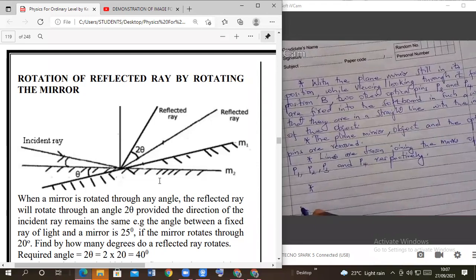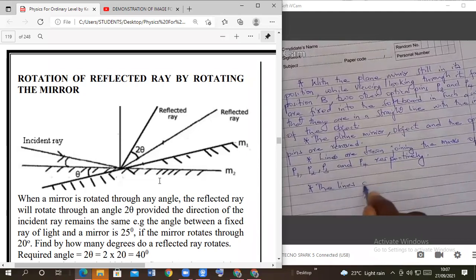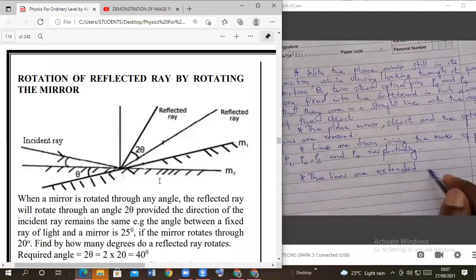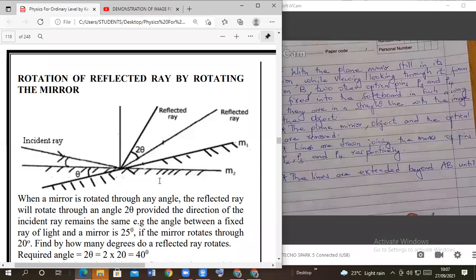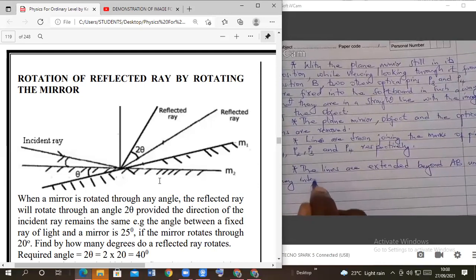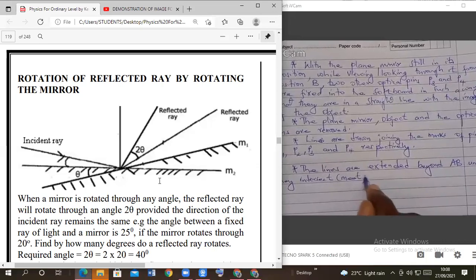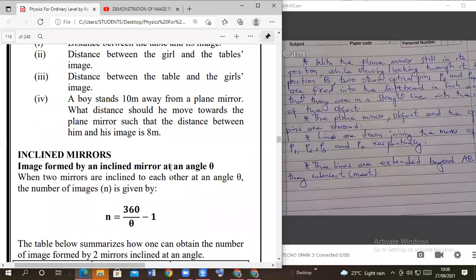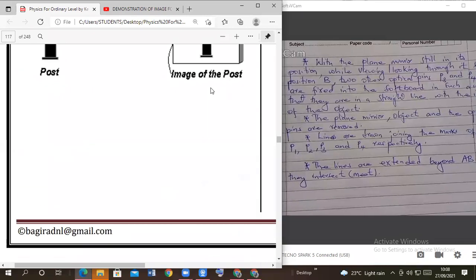Then after that, the lines are extended beyond AB until they intersect or meet. After that, what next?